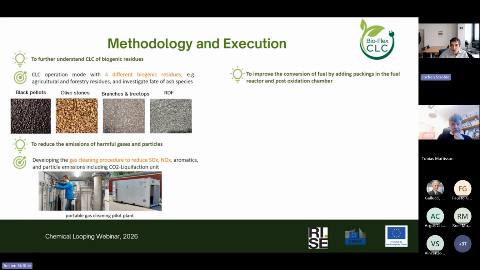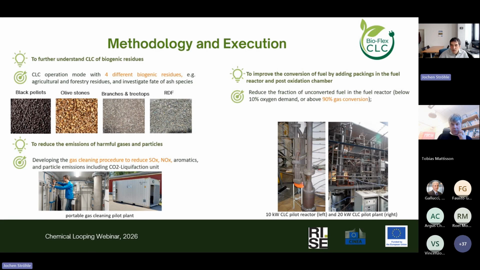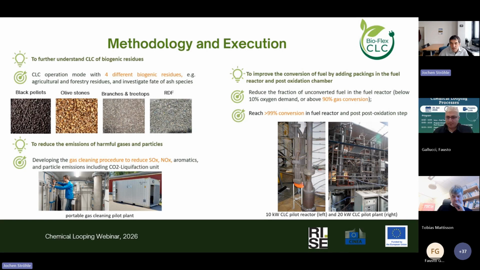Then to improve the conversion of fuel by adding packings in the fuel reactor and also in a post-combustion chamber. So we have different tests at pilot scale, and the aim is to reduce the fraction of unconverted fuel in the fuel reactor to get an oxygen demand below 10%, which means that 90% of the gases can be converted in the fuel reactor. Also to reach 99% conversion including the post oxidation chamber.